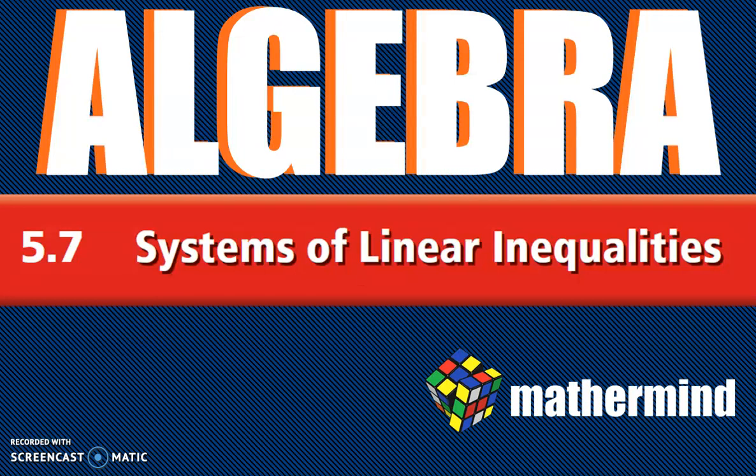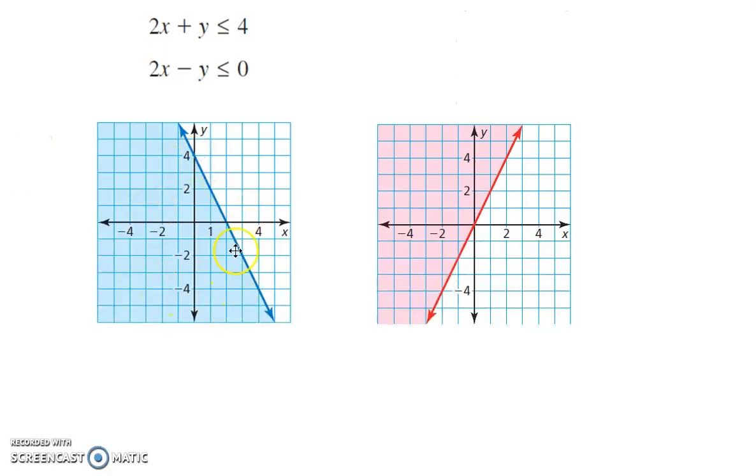Hello and welcome back to Algebra, Chapter 5, Section 7. We are talking about systems of linear inequalities. In the previous lesson we looked at inequalities. An inequality, when you graph it, looks like this. That means we've graphed a line, dotted or solid, and then shaded one of the sides. That side represents all the possible solutions to that inequality.